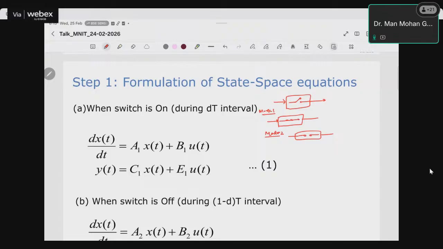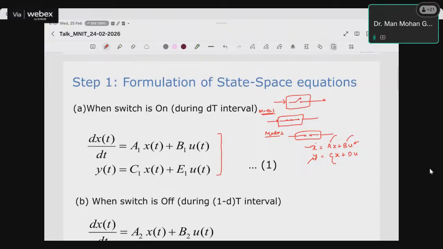When mode 1 is there, when the switch is on, it will have certain dynamics, and those dynamics we formulate in terms of state space model. In control system, we all study this state space model: x dot equal to Ax plus Bu, y equal to Cx plus Du. Where A is the system matrix, B is the input matrix, C is the output matrix, y is the output variable, x is the state variable, and u is the input variable or disturbance variable.